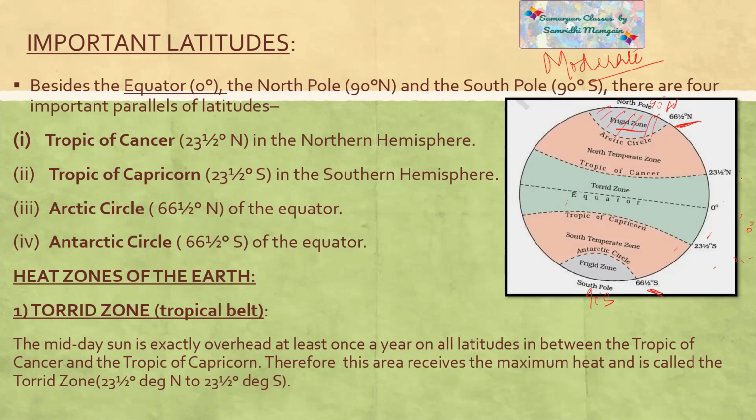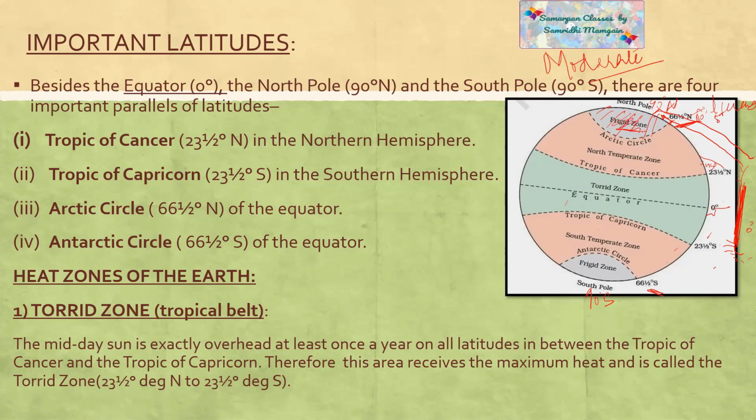Why frigid? Because I told you the movement of the sun is between the Tropic of Cancer and the Tropic of Capricorn. So the sun will be between these two latitudes. So what happened? The sun rays will be more slanting as compared to the temperate zone. This means less heat. So these areas are very cold.